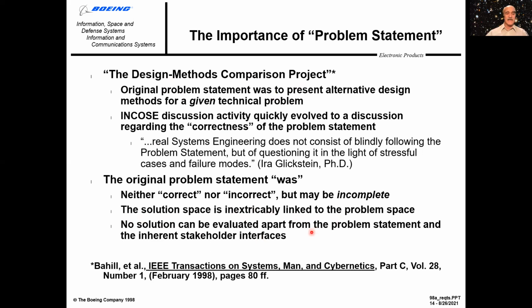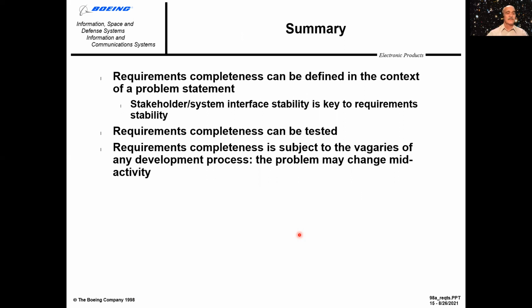And no solution can be evaluated apart from the problem statement and the inherent stakeholder interfaces, which is why we say requirements completeness is not absolute, but it is relative, and it's relative with respect to who's defining the problem and what do they care about, and how does a system of interest need to interact with its context and environment. So the summary here is requirements completeness can be defined in the context of a problem statement. It's not absolute. It depends on who's involved in the problem definition.